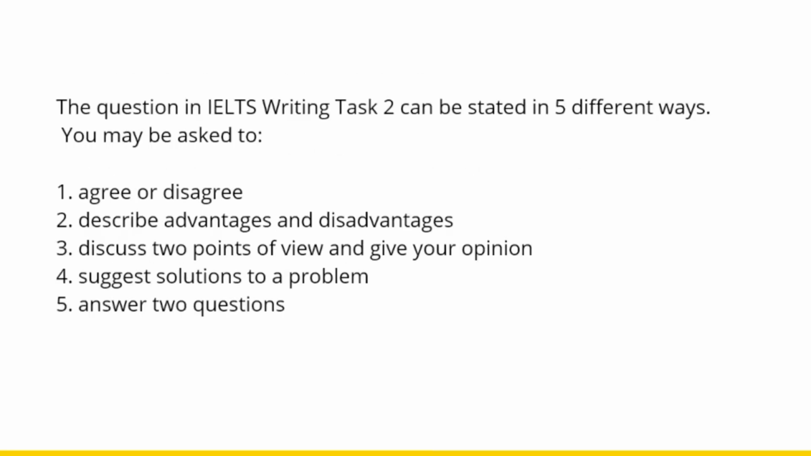In the IELTS writing task 2, you'll be asked to show your opinion and be able to defend your point of view. The question in the IELTS writing task 2 can be stated in 5 different ways, or in other words, we can call it 5 different essays that you'll be asked to complete. You may be asked to, number 1, agree or disagree, number 2, describe advantages and disadvantages about a particular topic, number 3, discuss 2 points of view and give your own opinion and which one you support.